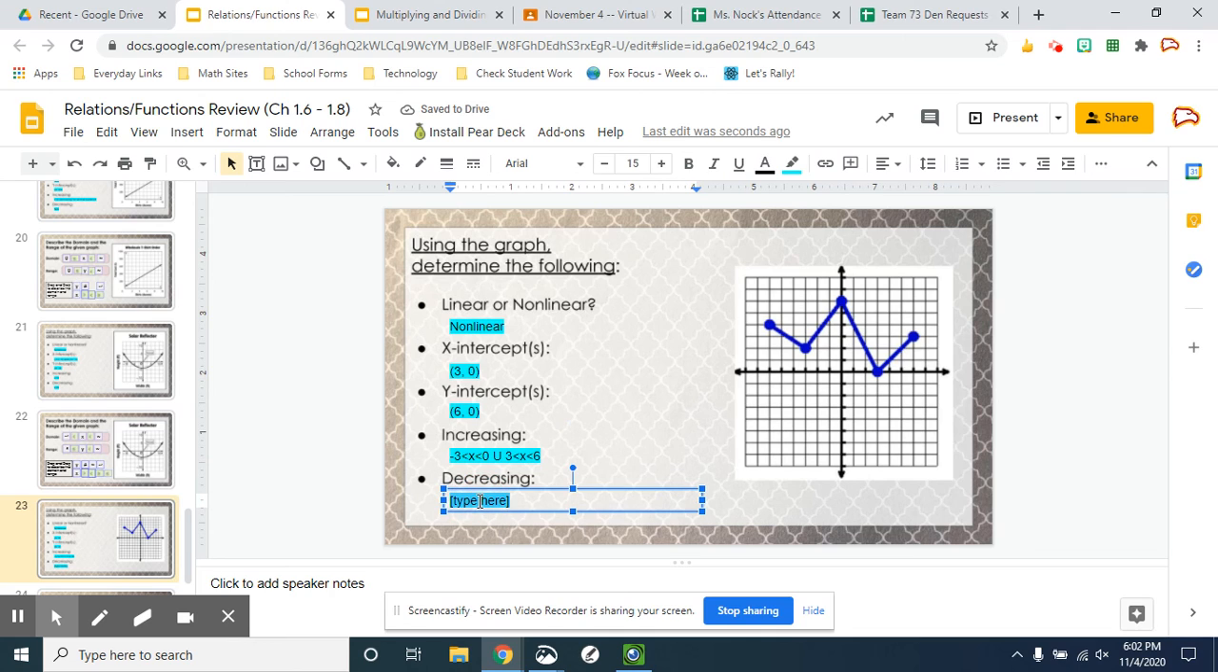Decreasing is going to be the same way. There are two places that it is decreasing. It is decreasing between -6 and -3, so x is greater than -6 and less than -3. And it's also decreasing between 0 and 3. Remember, you're looking at the x value of those coordinates. So x is going to be greater than 0, but also less than 3, where it is decreasing. All values in between are where that decrease is happening.